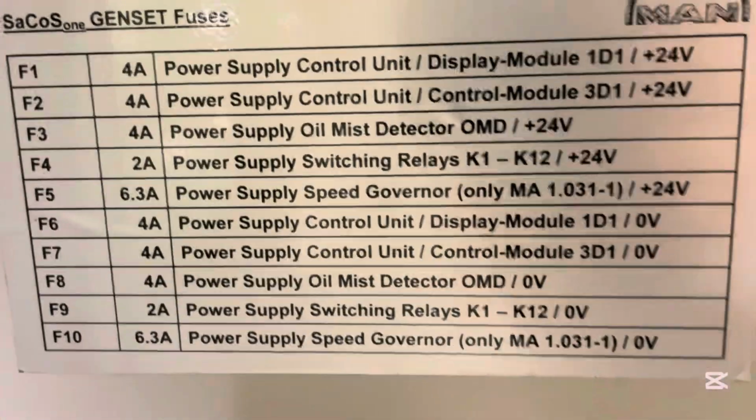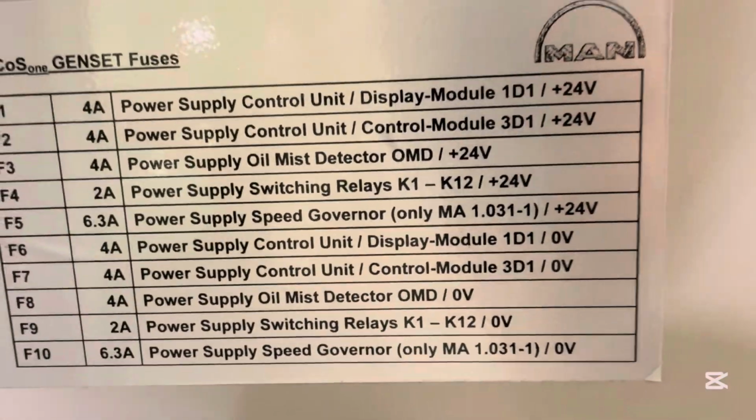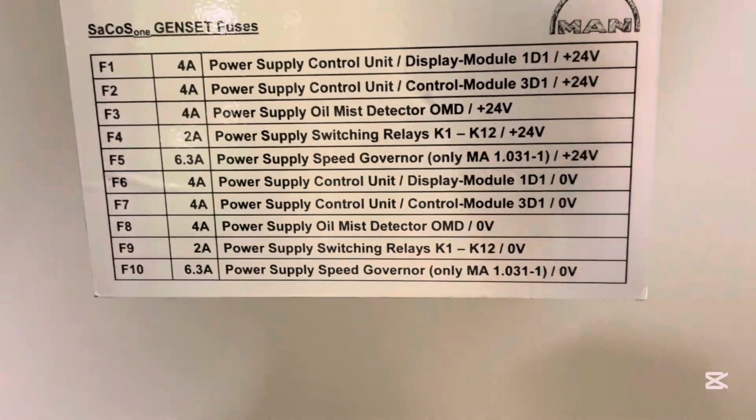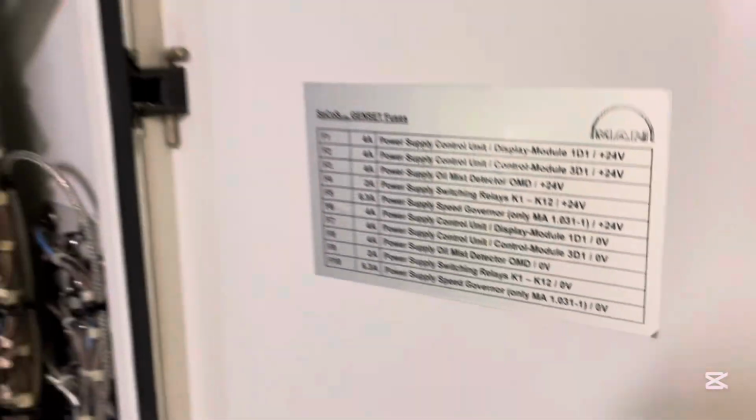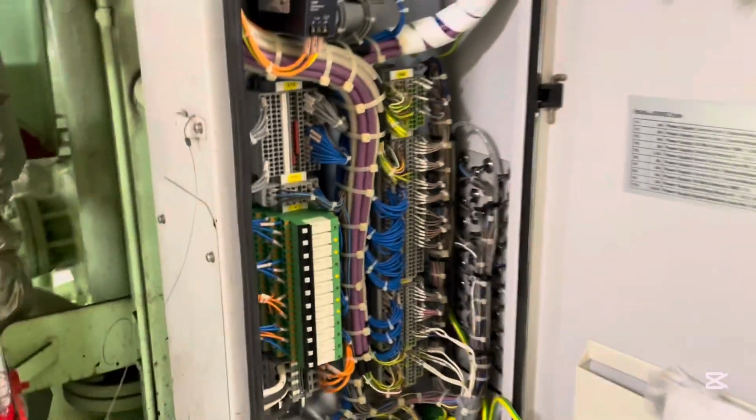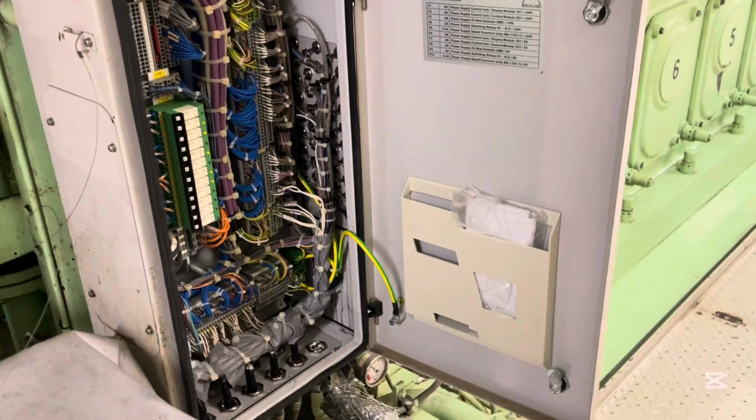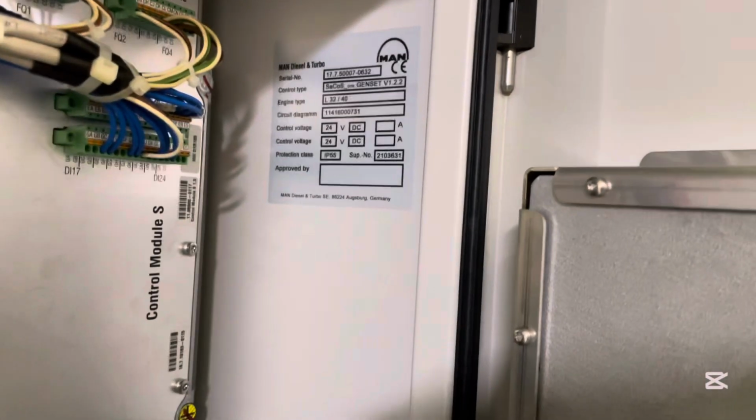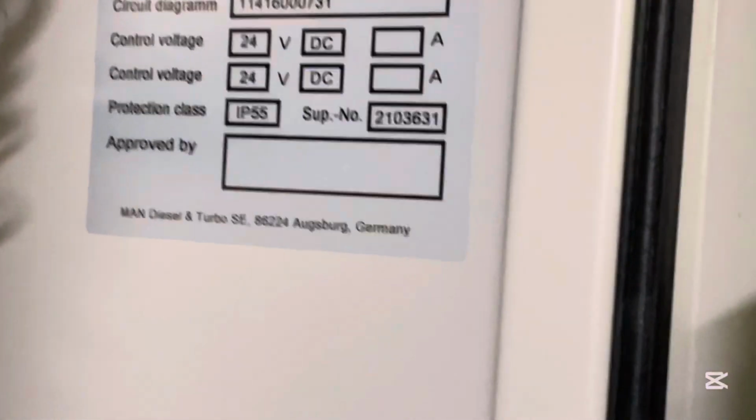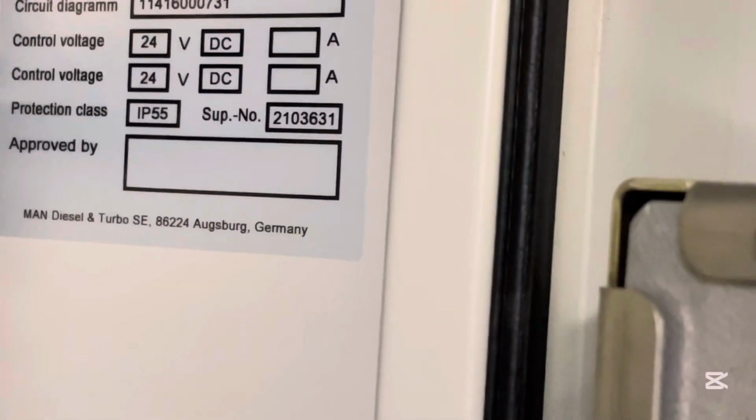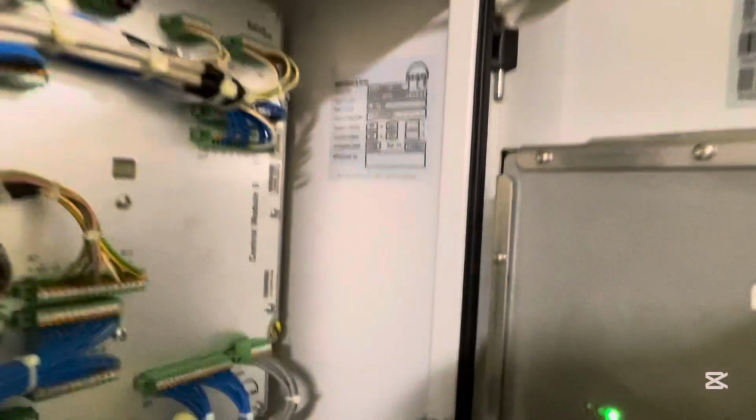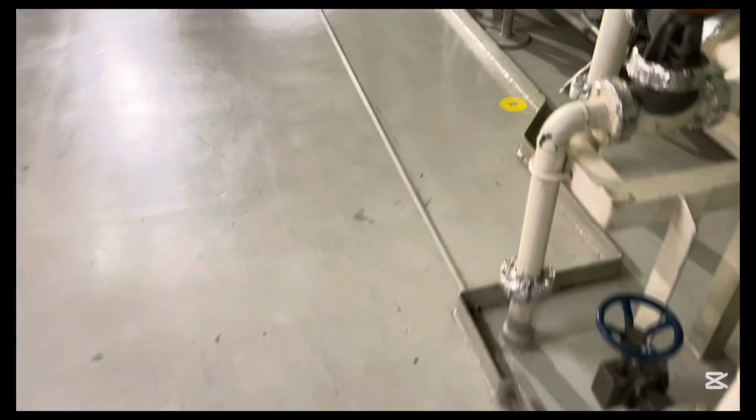Anyway, the fuses that we saw are responsible for the display module, the oil mist detector, the speed governor, and so on. So basically inside this heart of the control system, this is what you'll be finding, and how the four control areas of the engine are communicating with each other.